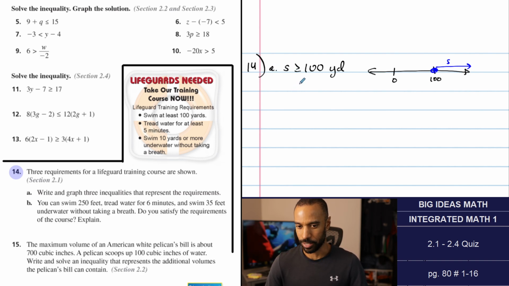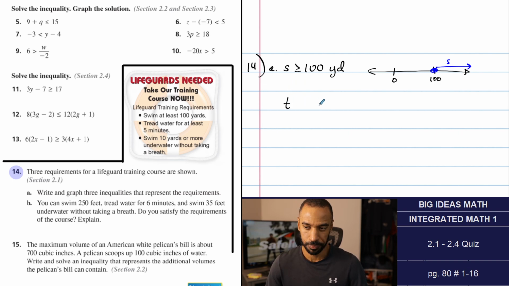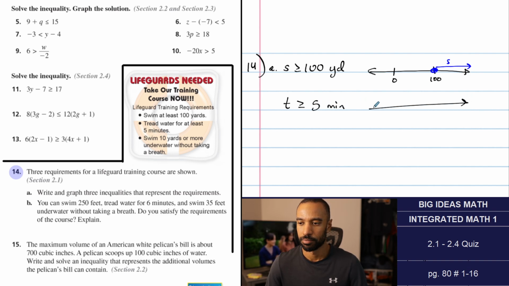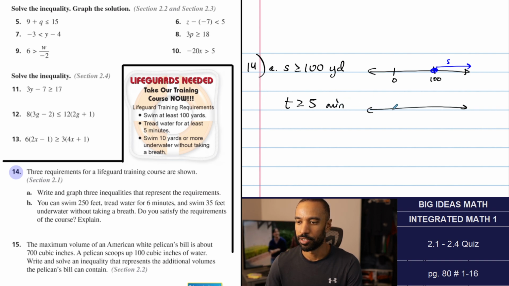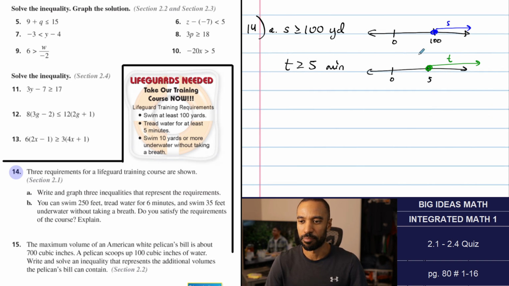Tread water for at least 5 minutes. At least is, once again, the phrase. Let's use T for treading water. Treading water must be greater than or equal to 5 minutes. So it's its own graph. You could probably do it on the same number line, but I'm not in favor. These graphs are not to equal scale.